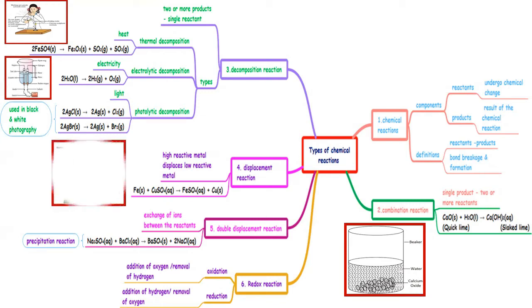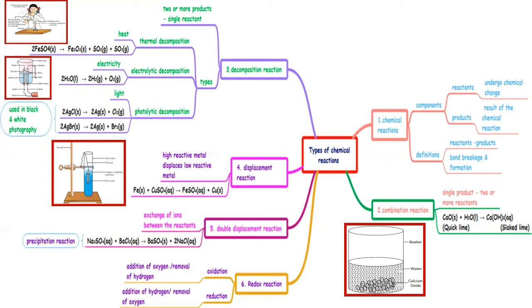The fourth branch deals with displacement reaction, where a highly reactive metal displaces a low reactive metal from its solution. An example is the displacement of copper from copper sulfate by iron.